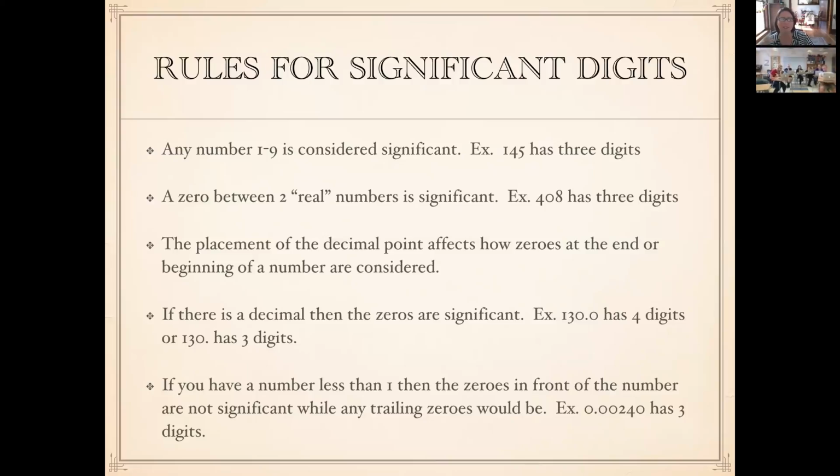If you have a number that's less than 1, the zeros in front of the number are not significant. Any trailing zeros will be. So for example, 0.00240 only has 3 digits.